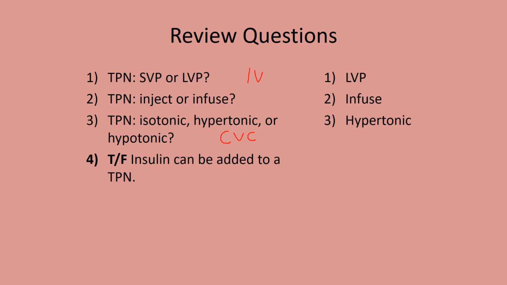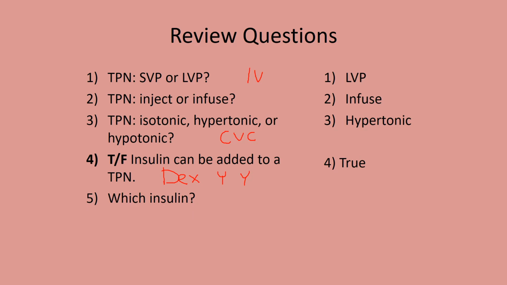Can insulin be added to a TPN? Do we give sugar in a TPN? Yeah. Is there going to be sugar in the blood? Yeah. But there's nothing to stimulate insulin production. So the act of chewing, the presence of food in the stomach will stimulate insulin production. But if we're injecting sugar straight into the veins, there might not be any insulin available.